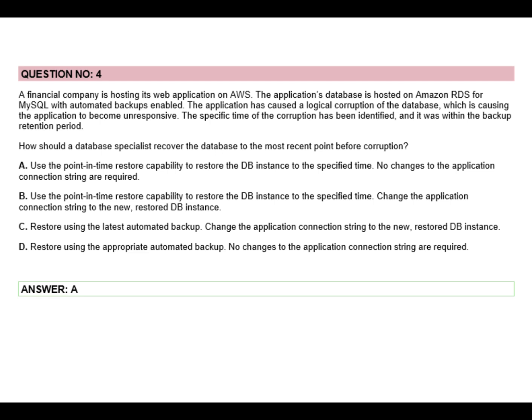A. Use the point-in-time restore capability to restore the DB instance to the specified time. No changes to the application connection string are required. B. Use the point-in-time restore capability to restore the DB instance to the specified time. Change the application connection string to the new restored DB instance. C. Restore using the latest automated backup. Change the application connection string to the new restored DB instance. D. Restore using the appropriate automated backup. No changes to the application connection string are required. Answer A.